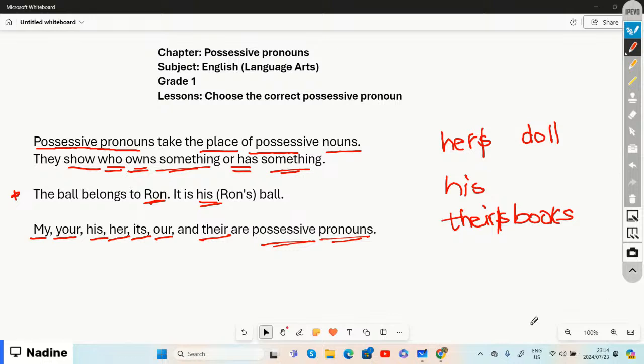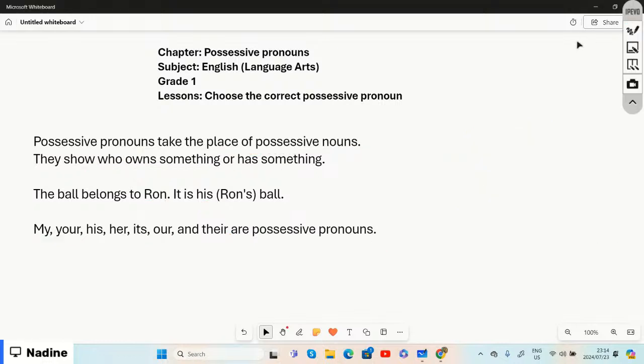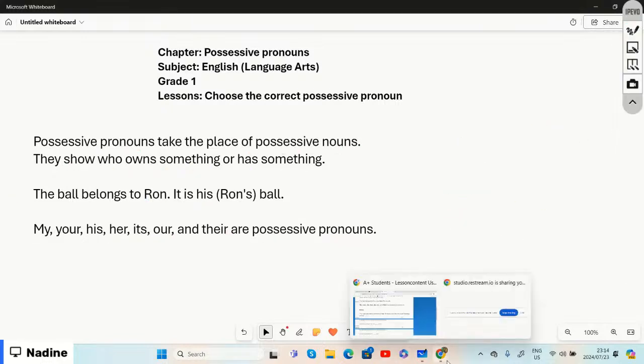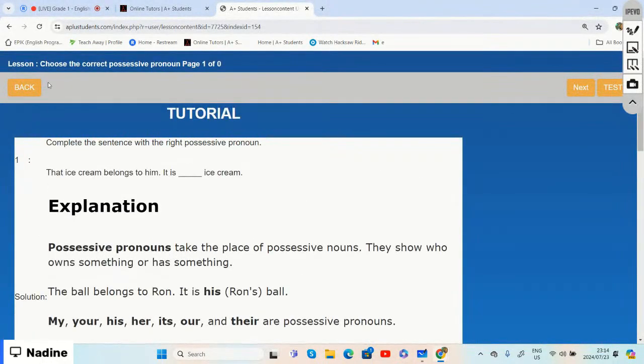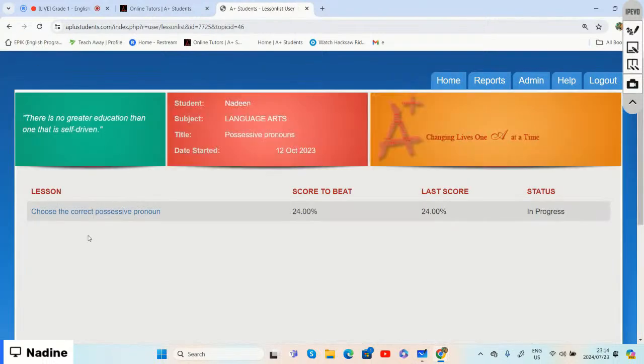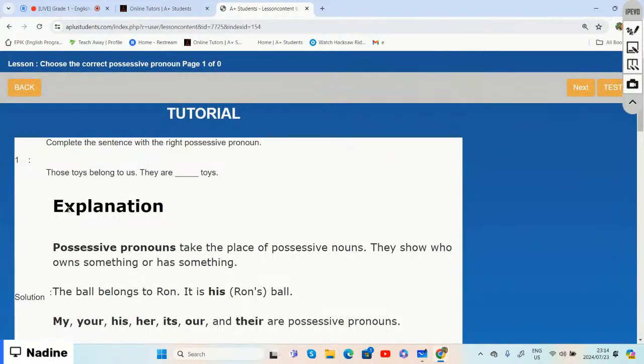All right, so now we're going to aplusstudents.ca. And this is where we are going to be doing our tutorial as well as our test. And we're going to choose the correct possessive pronoun.